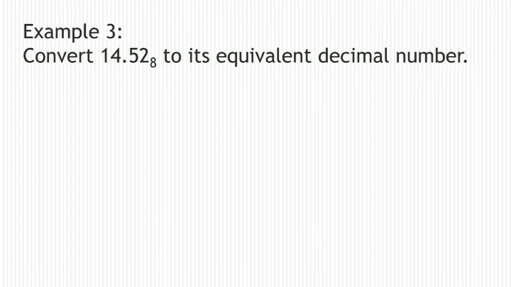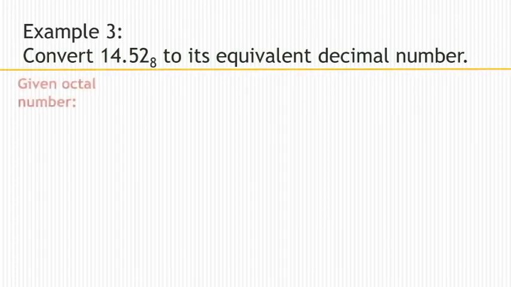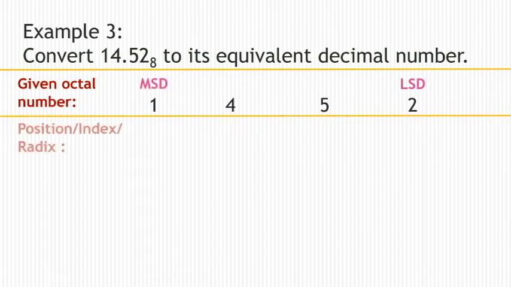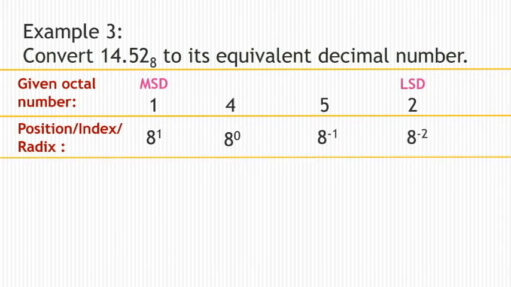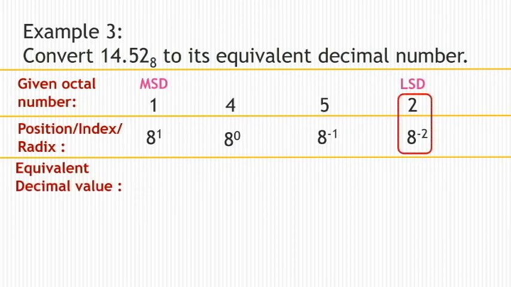Convert 14.5 to its equivalent decimal number. Now here we are dealing with the fractional part of the number. We have already solved the integer part in the previous two examples. Now we will concentrate on the fractional part. So 4 is on the 0th position and 1 is on the first position, and whatever is after the point is on the negative side. So 5 is the -1 position and 2 is the -2 position, and so on.